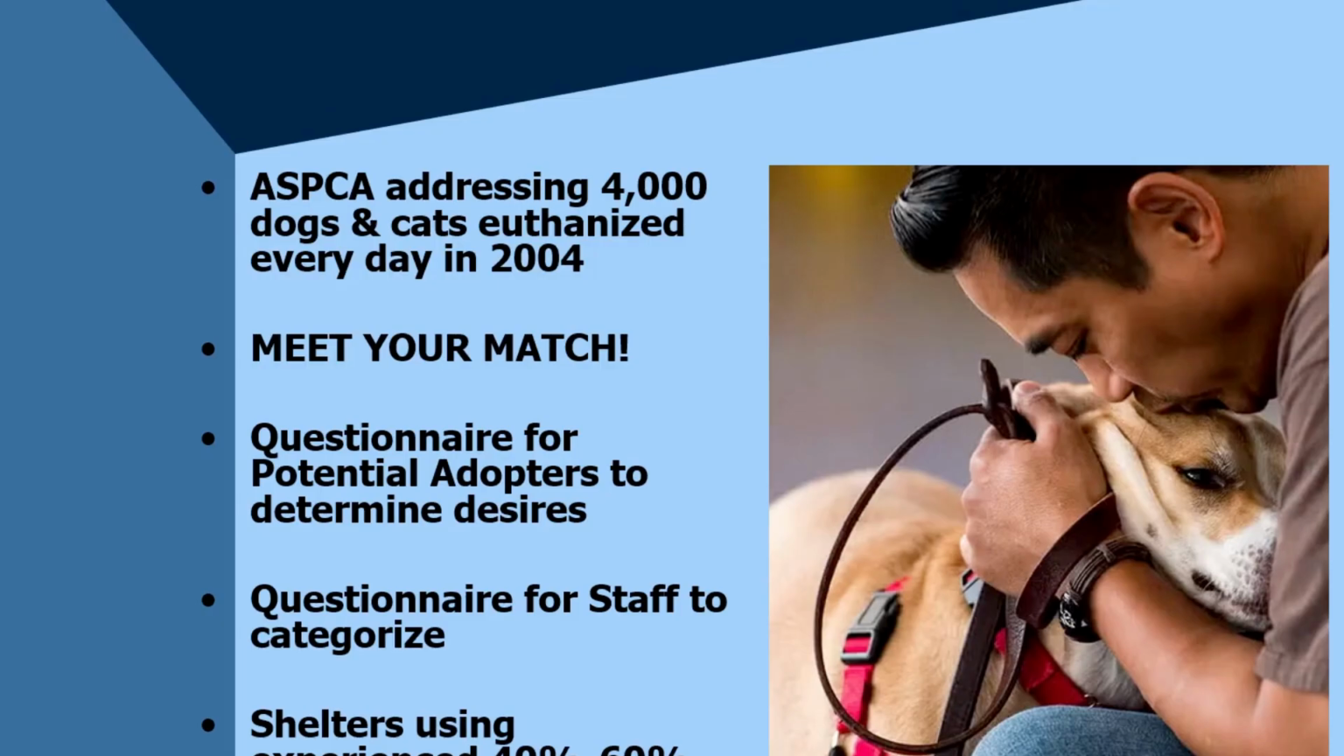An example of a product that was inspired by audience insights was one developed by the American Society for the Prevention of Cruelty to Animals. This is given the fact that 4,000 dogs and cats are euthanized every day according to the 2004 data. They developed a program, which could actually be done online, called Meet Your Match, where potential adopters answered a questionnaire to determine their desires, and staff filled out a questionnaire to categorize the animals that are there. Shelters using this experienced 40% to 60% gains in adoption.